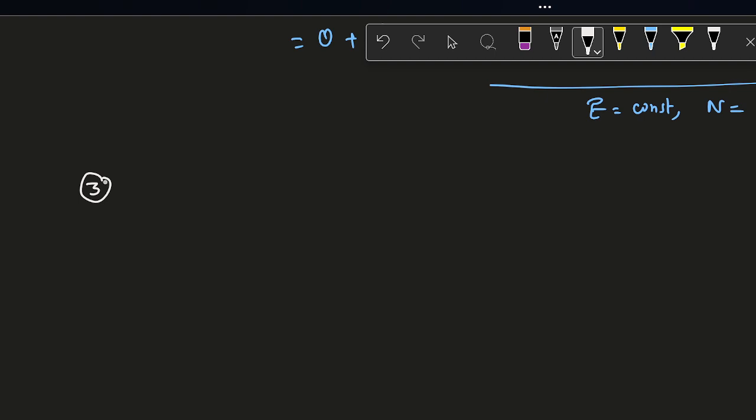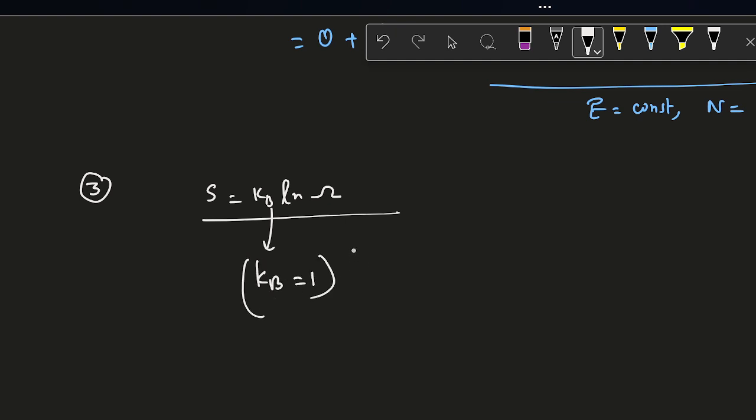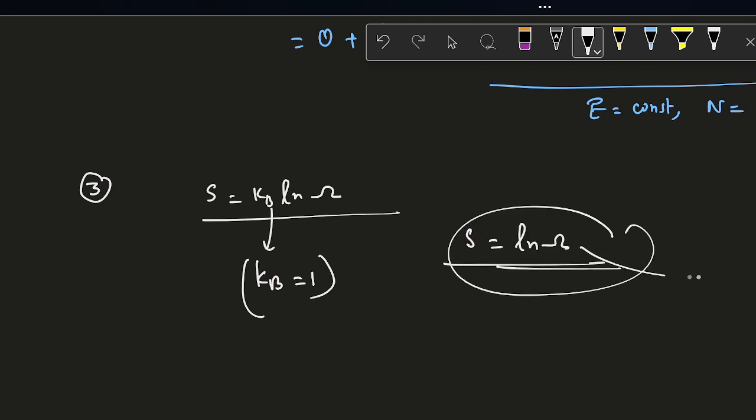That entropy is equal to k_B ln omega, that is the Boltzmann's version of entropy. In most cases, we'll just set k_B, the Boltzmann constant, to 1 for our ease of calculation, nothing else. And then S just becomes ln omega, where omega is the number of microstates that we have to calculate from the permutation-combination ideas.